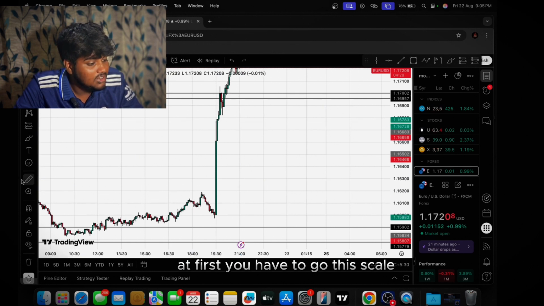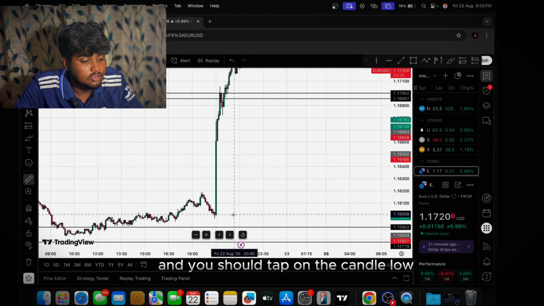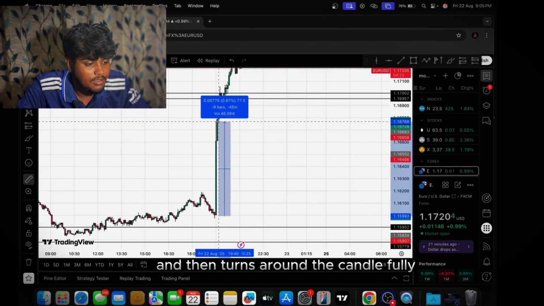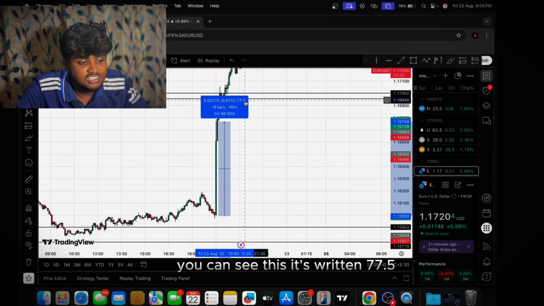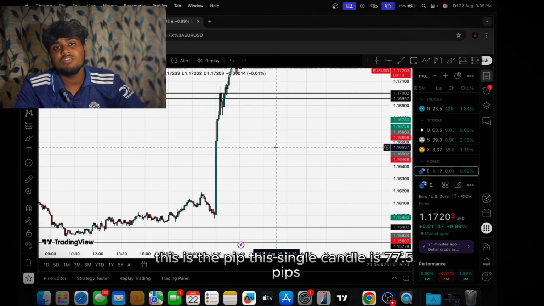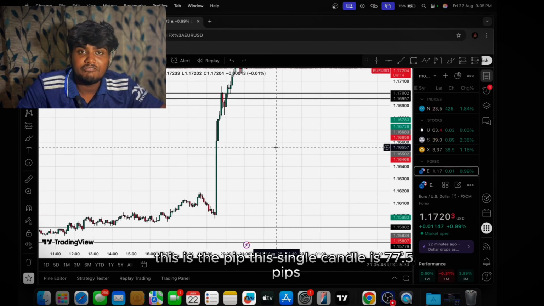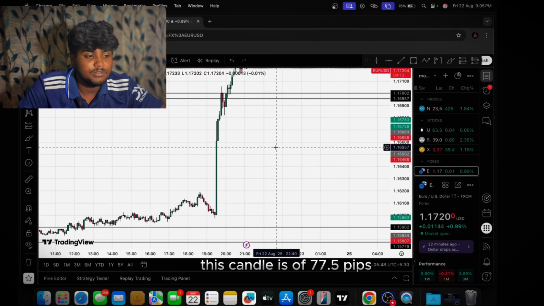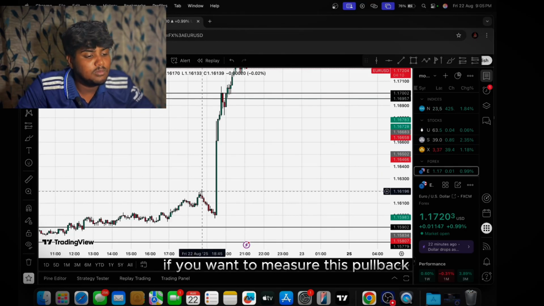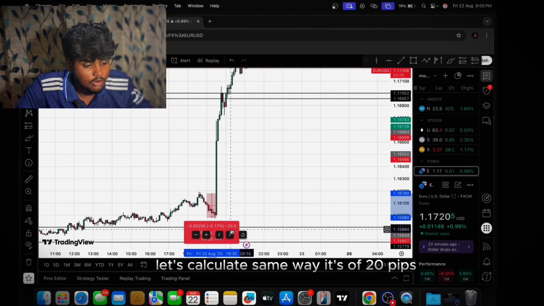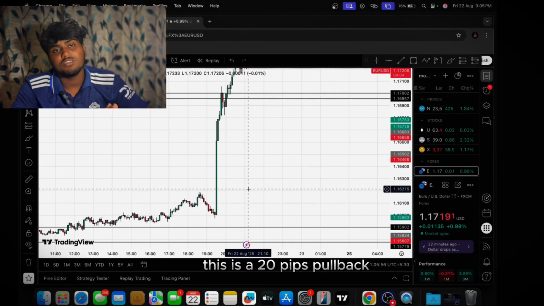At first, you have to go to this scale, tap on the candle low, and then drag around the candle fully. You can see it's written 77.5. This is the pips. This single candle is 77.5 pips. This candle is of 77.5 pips. If you want to measure this pullback, let's calculate. Same way, it's 20 pips. This is a 20 pips pullback.